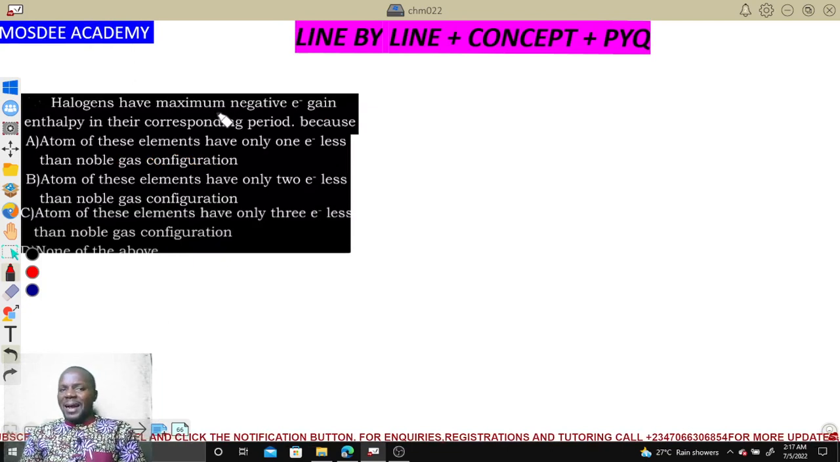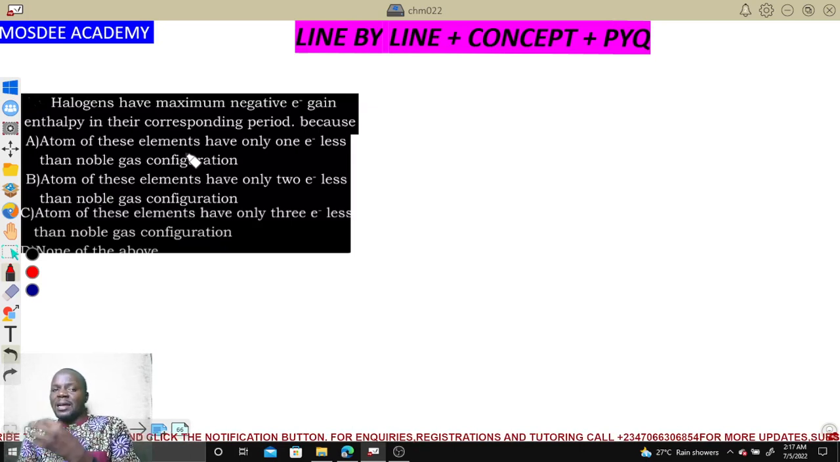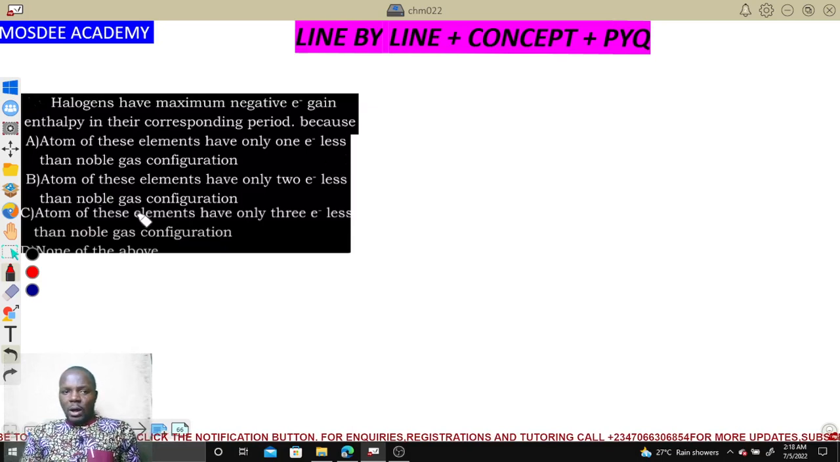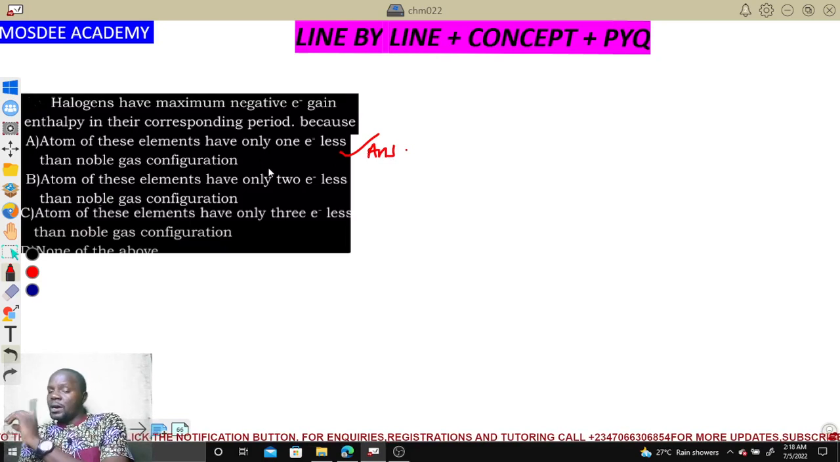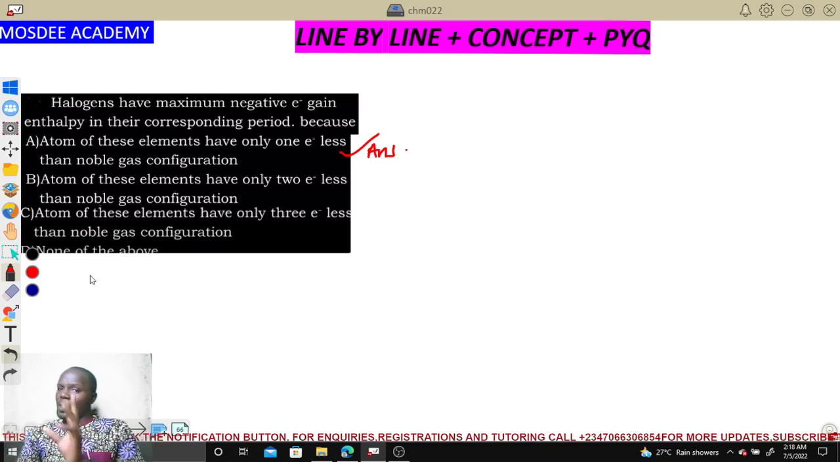Now, halogens have the maximum negative electron gain enthalpy in their corresponding period because atoms of this element have only one electron less than the noble gas. I've talked about this. So they do have what? Highest electron gain enthalpy because they only need one more electron to complete octet. This is a simple question every one of you can get. So that is why the negative electron gain enthalpy is maximum across the period, because they only need one electron to complete octet state. So please don't make mistakes and don't mix them together. And that is why I'm taking it line by line.